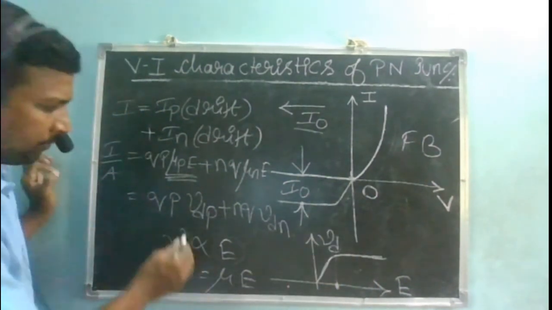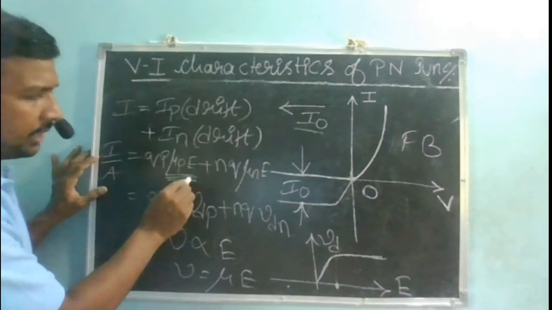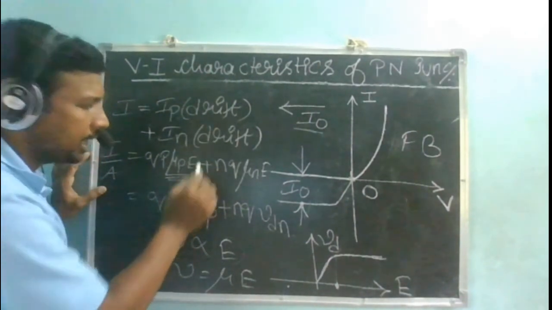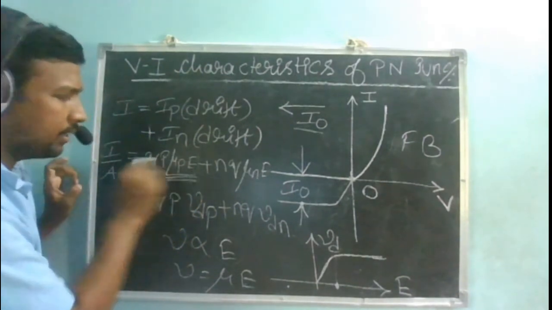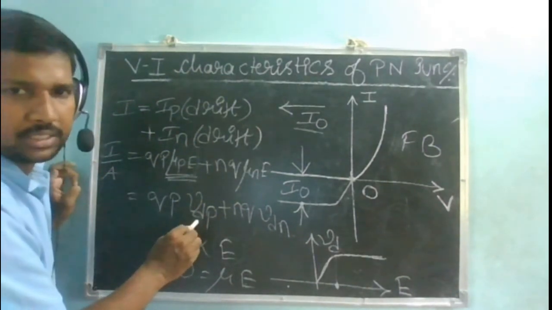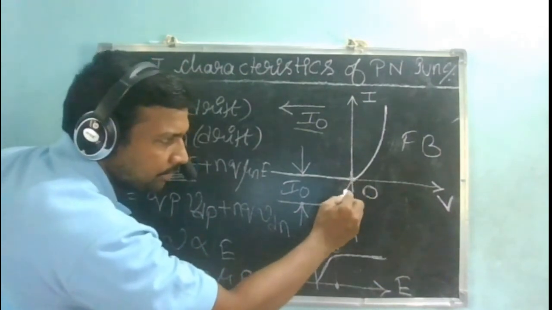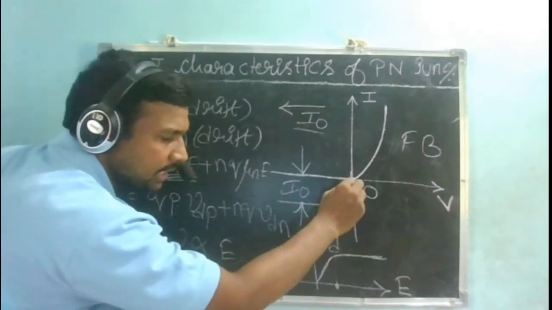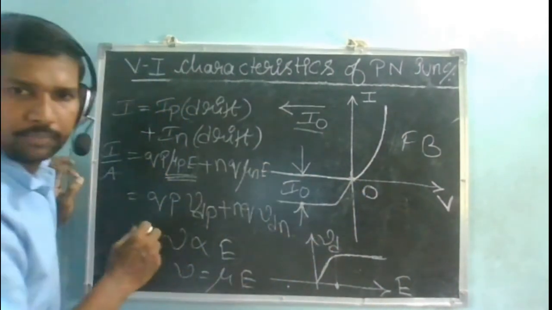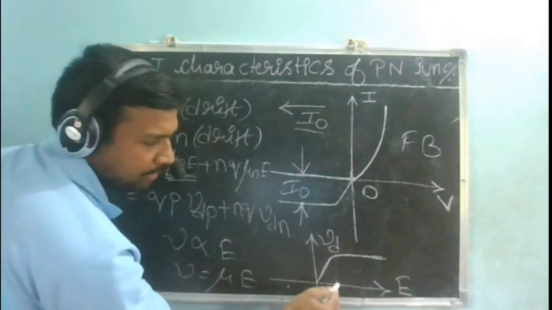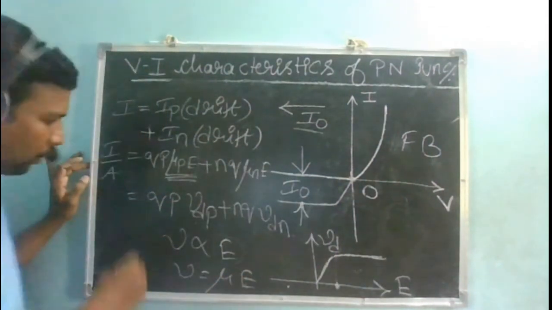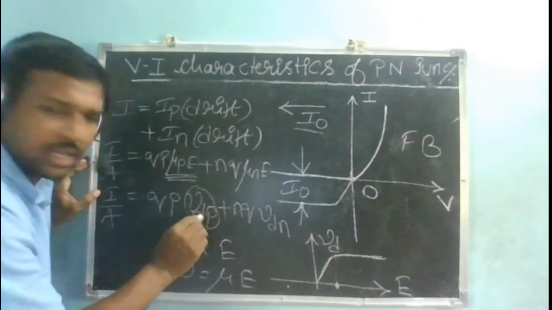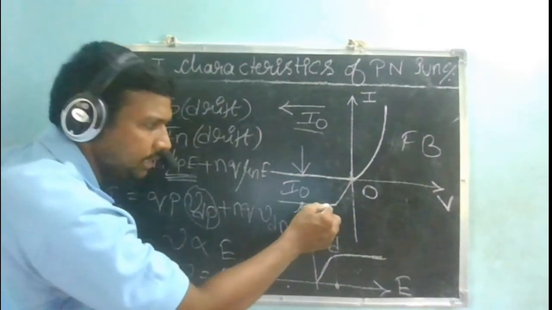Why? Because my current is given by this. My initial drift velocity is linearly related to electric field. The more the electric field, the more the current, because the more the drift velocity is. The more the voltage, the more the electric field, the more the drift velocity. So linearly the current is increasing. But after a certain electric field, my drift velocity has got saturated, and your current is dependent on your drift velocity only. Because your drift velocity is getting saturated, your current is getting saturated.